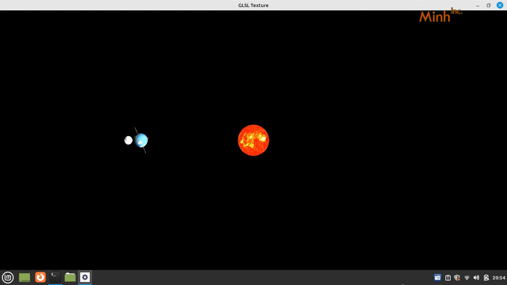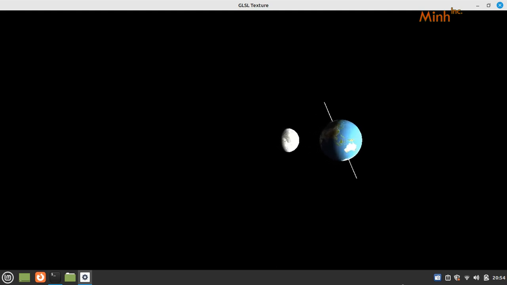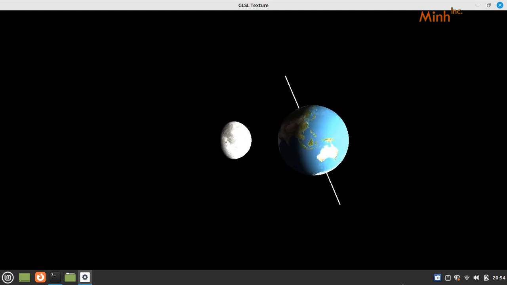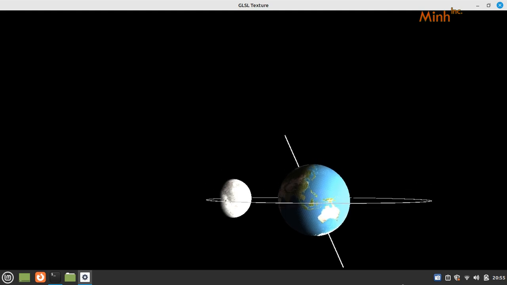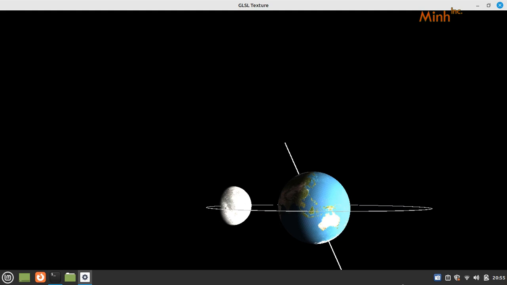Okay, so now we will focus on Earth and Moon. Okay, so Earth is receiving light from Sun, and Moon is also receiving light from the Sun. So both are receiving light from the Sun. Now, if I take out the lighting from the Moon, okay, so Moon rotates around Earth on an axis. Okay, so there is an axis on which it rotates. Now axis is a little bit clear, and we can see that Moon rotates on its own axis around the Earth.